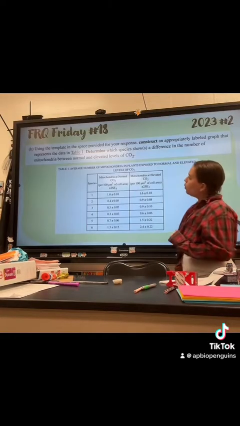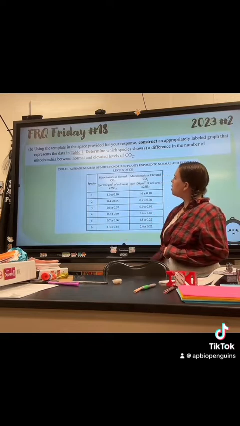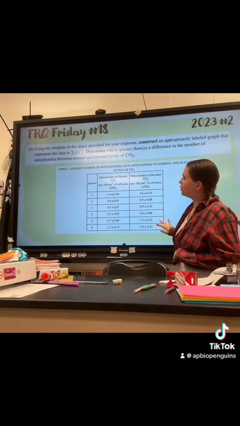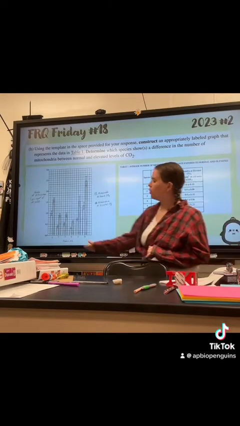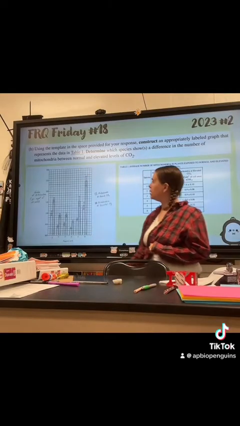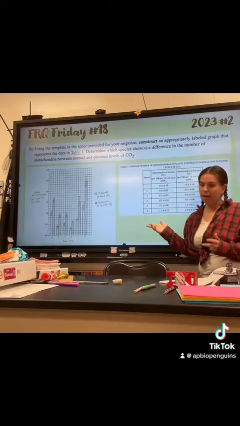So for this one, we've been given categorical data. You have 6 different species. And you have 2 different treatment groups, the mitochondria at normal and mitochondria at elevated levels of carbon dioxide. Okay, so this is going to be a bar graph, and so you'll put your species on your x-axis. You'll have the number of mitochondria on your y-axis. And so the reason I know it's going to be a bar graph is because it's categorical data.